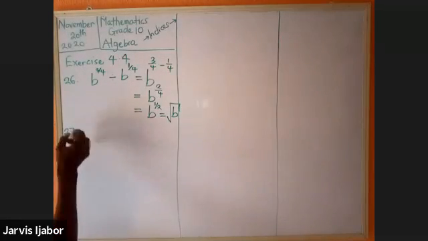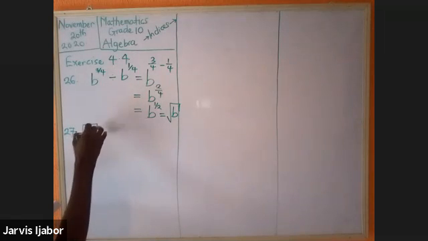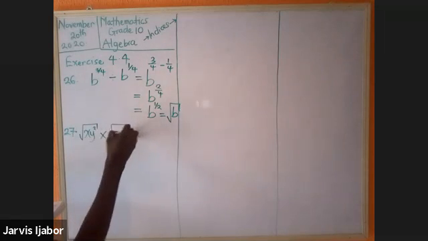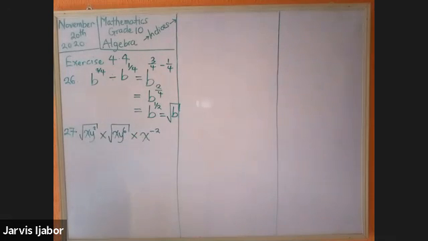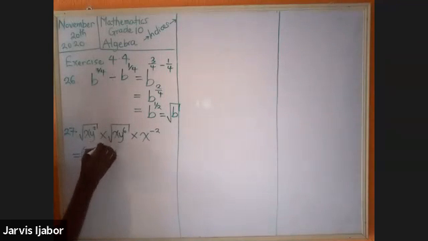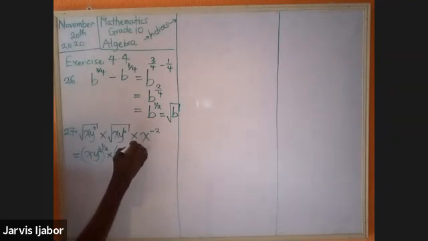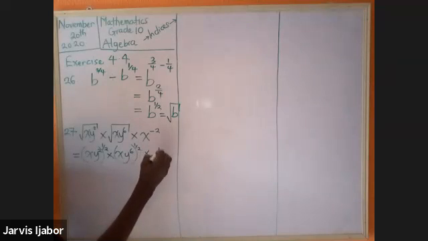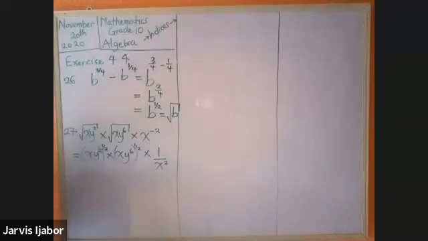So what about 27? In question 27, you have the square root of xy squared times the square root of x y to the power of 6 times x to the power of -2. Now, how do you handle this? This is same thing as x, y squared, all raised to the power of 1 over 2, times x, y to the power of 6, all raised to the power of 1 over 2, times 1 over x squared. I'm applying the rules as I'm saying them.